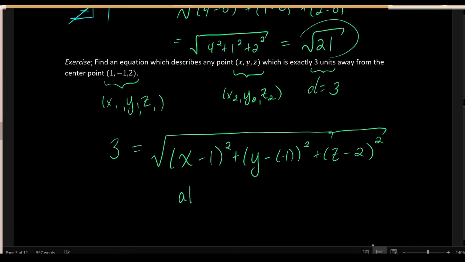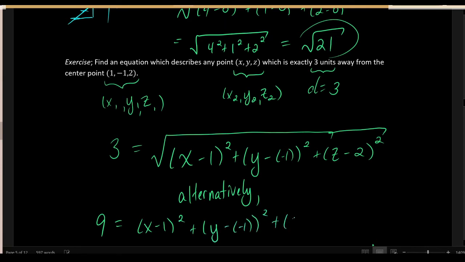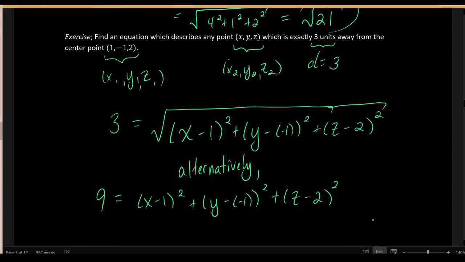Alternatively, if you did not like this square root and didn't want to keep it around, you could say that such a point x, y, z has to satisfy the equation 9, squaring both sides, 9 equals x minus 1 squared, plus y minus negative 1 squared, plus z minus 2 squared. Now, can you describe the shape that is formed by the set of all the points x, y, z, which are exactly 3 units away from some central location?